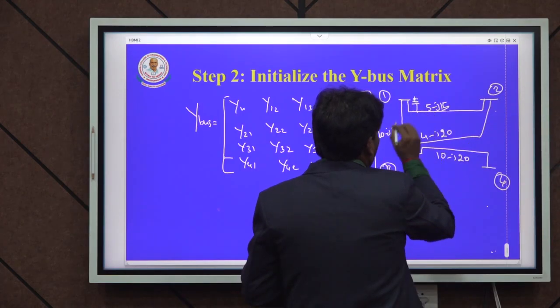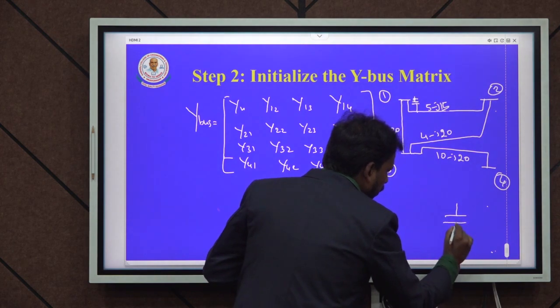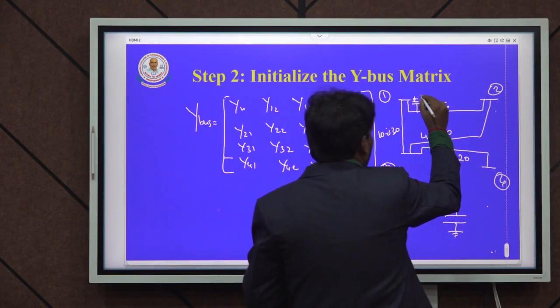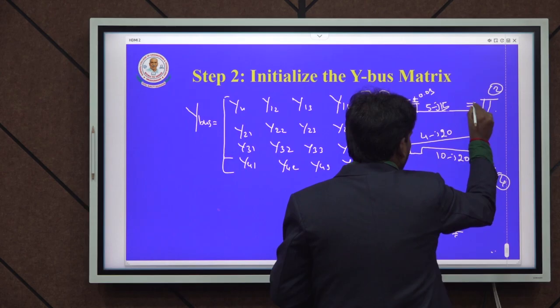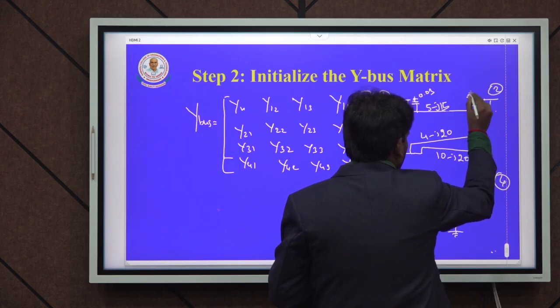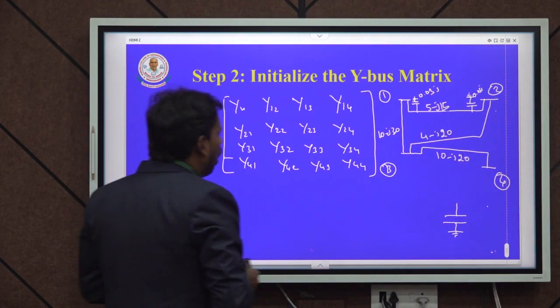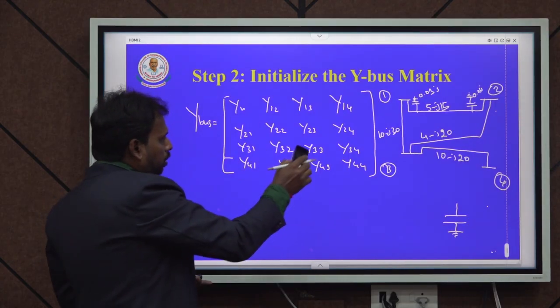The symbol of line charging admittance value is y, the capacitor, line charging capacitance with ground. So, I am providing this, the value is 0.03 j. This value is common to the second bus also, 0.03 j. Likewise, I am going to write all the buses, that is for the second bus.